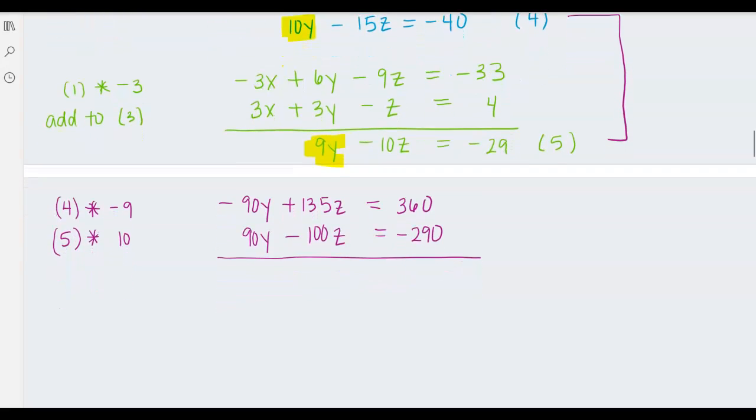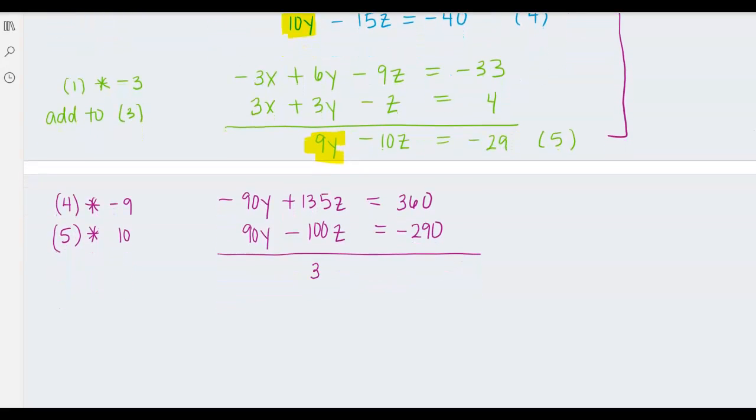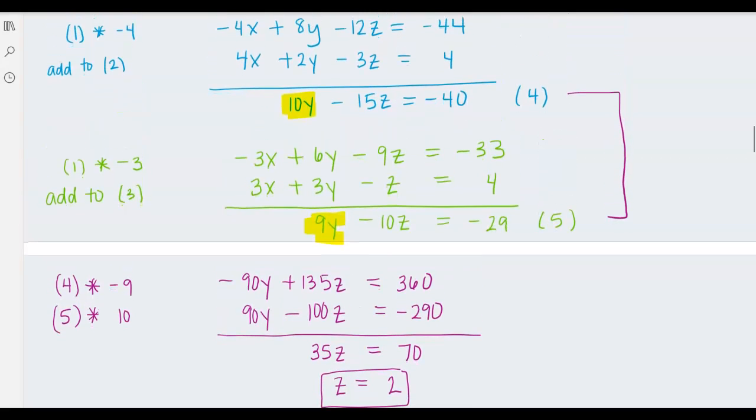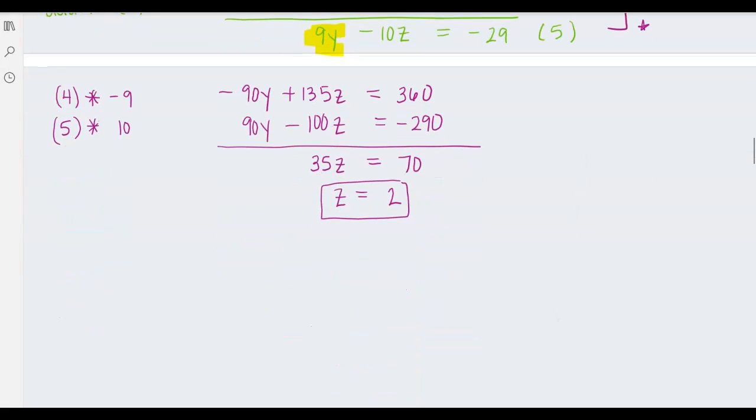I can see that the y is going to go away. So it looks like we've got 35z equals 70. So z is equal to 2. Good, we found one of the variables. And now we'll go through a process of back substitution. I want to go back to one of the two equations that has only two variables to plug that z in. So let's go back to equation 4. Plug z equals 2 into equation 4.